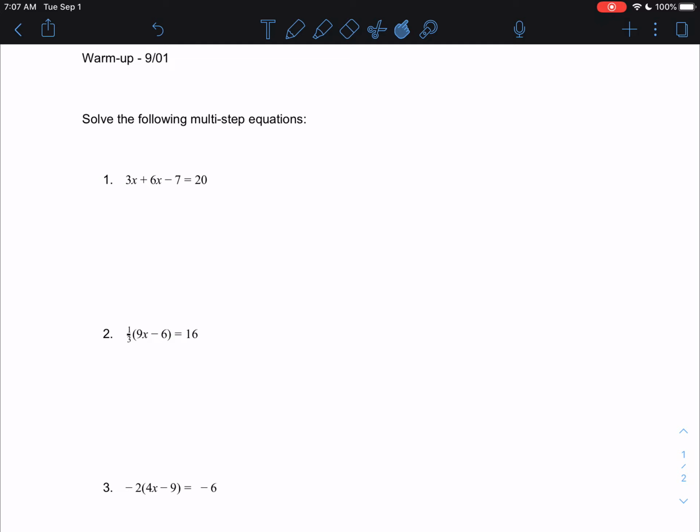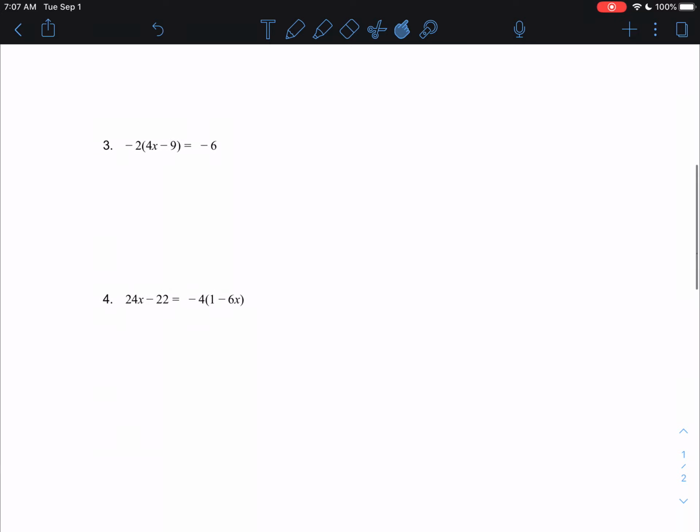So I wanted to do this warm-up so we could go over how to do these, and three of these are just the multi-step equations from the quizzes I had you guys take yesterday. And yeah, there are four of these.